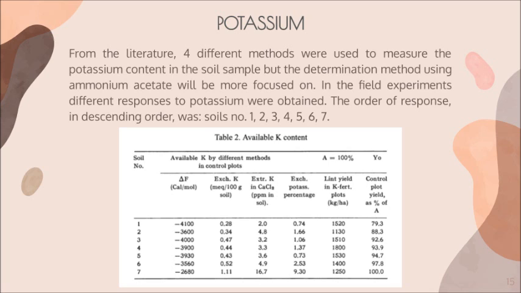From the literature that we got, there are 4 different methods to determine the exchangeable potassium content in the soil. But in this particular case, we will just focus on the usage of ammonium acetate to determine the exchangeable potassium content. As we can see from the table, there are 7 types of soils that were determined, as well as the result of the exchangeable potassium content using ammonium acetate.